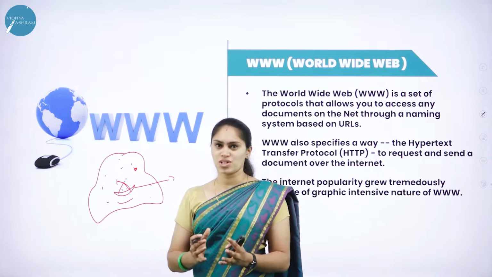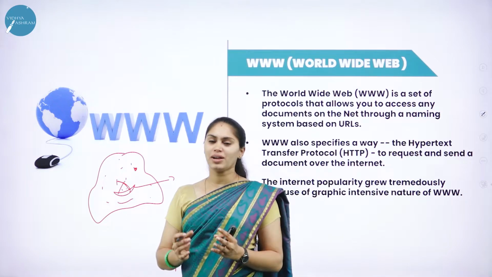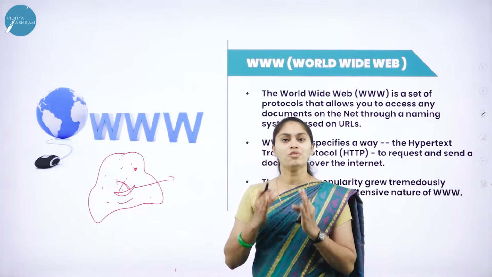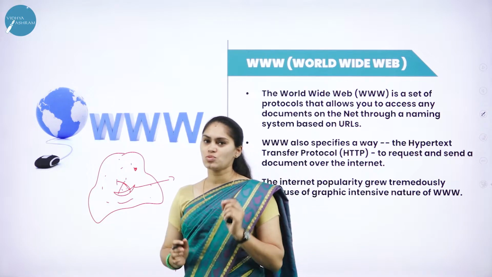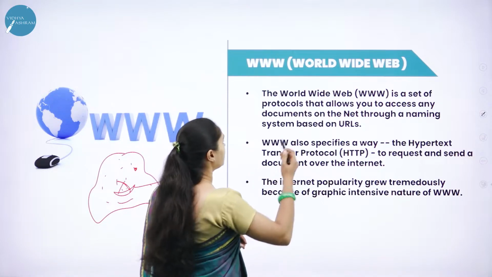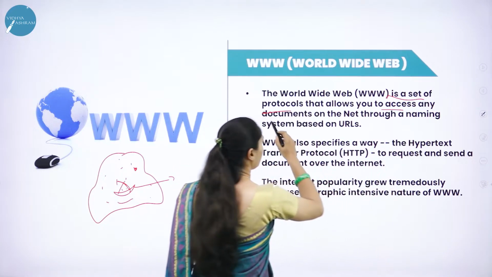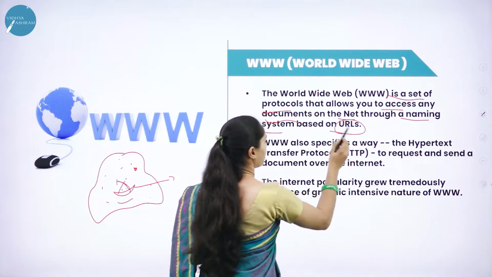It is like an ocean. So we are going to compare the internet with an ocean, because the more we dig into it, the more information we can get with the help of the WWW, that is World Wide Web. It provides access, or it is a set of protocols that allows you to access any documents on the net through a naming system which is based on URLs.